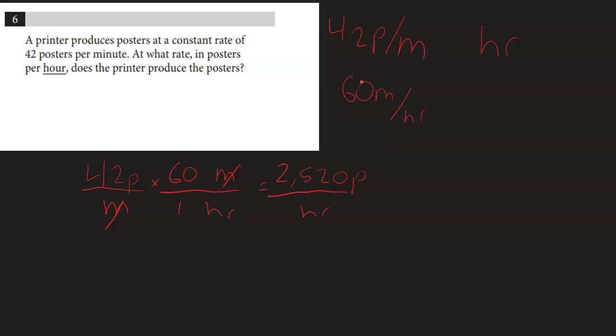But if I were taking this on a real SAT, I'd try to go a little faster than having to draw an equation. I know if he's making 42 posters per minute, it would have to increase because there's 60 minutes in an hour. And just immediately, without drawing anything out, just do 42 times 60 and get the answer.